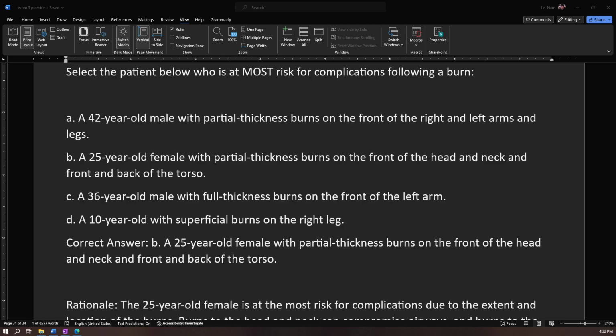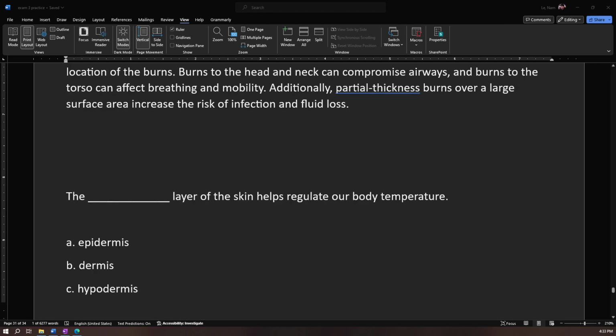Correct answer. B. A 25-year-old female with partial thickness burns on the front of the head and neck and front and back of the torso. Rationale. The 25-year-old female is at the most risk for complications due to the extent and location of the burns. Burns to the head and neck can compromise airways, and burns to the torso can affect breathing and mobility. Additionally, partial thickness burns over a large surface area increase the risk of infection and fluid loss.